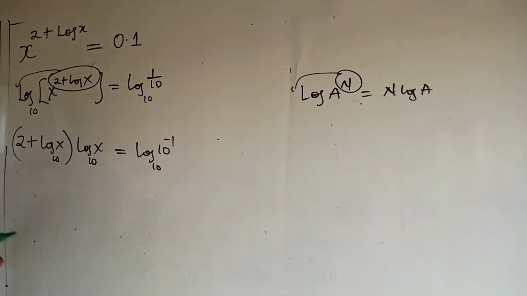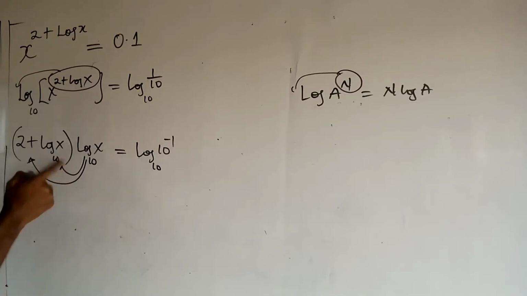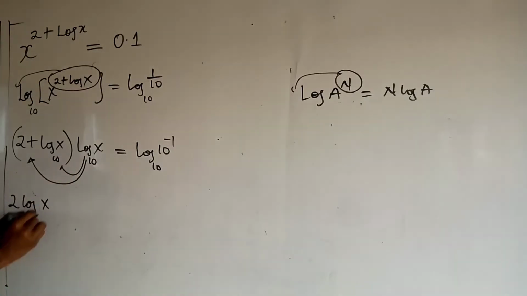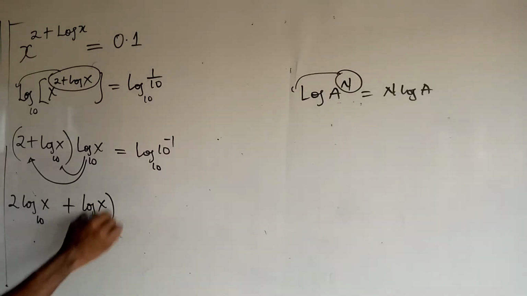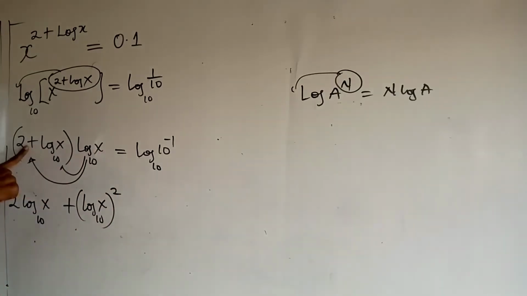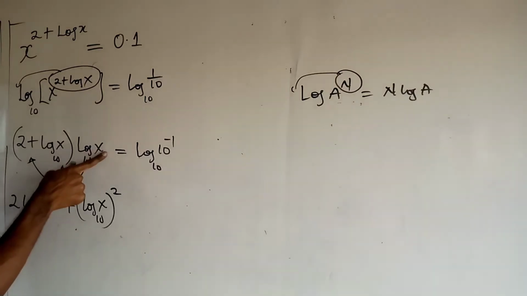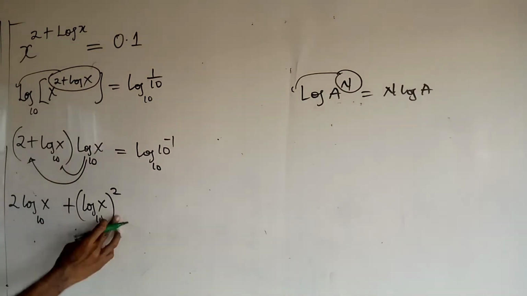Alright, so the next thing you want to do is to distribute with log x base 10. So I have 2 log x base 10 plus (log x base 10) all squared. That's this one times 2 will give me 2 log x base 10, and this one times this one will give me (log x base 10) all squared.